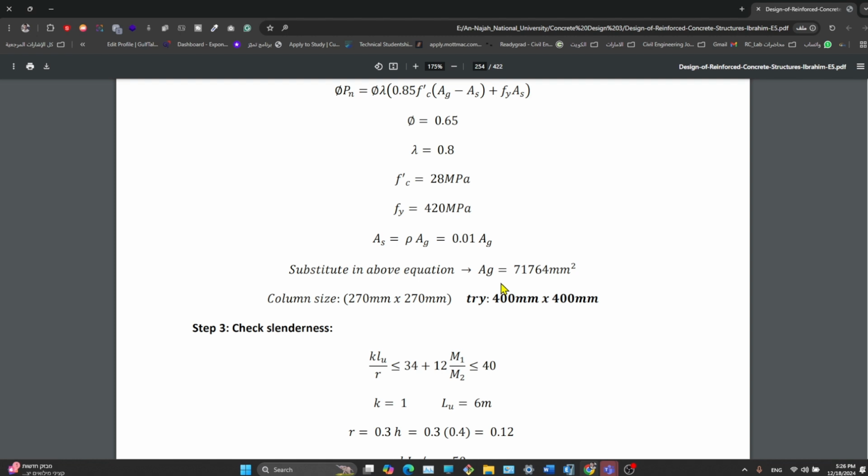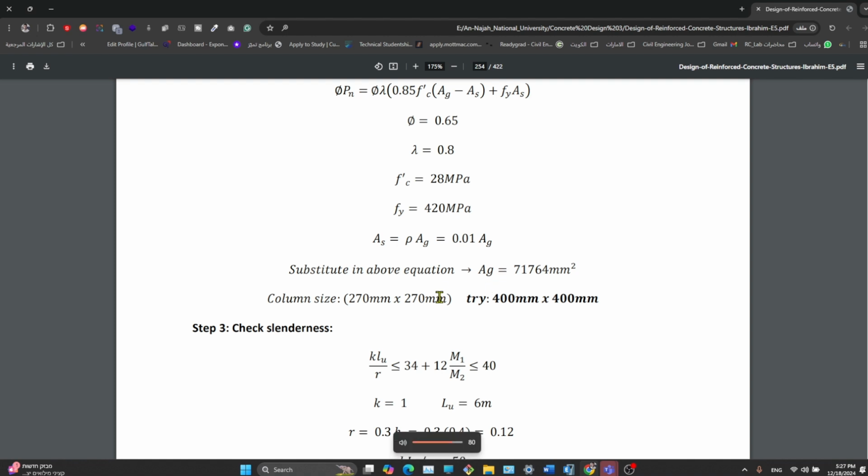I see column size is 270 by 270, and then they're telling us try 400 by 400. Yes, this is the first iteration, to try 40 by 40 centimeters or 400 millimeters square section, because we need to consider the buckling, which means we have moment. This 27 by 27 will only resist the P ultimate, but we know that we have moment.